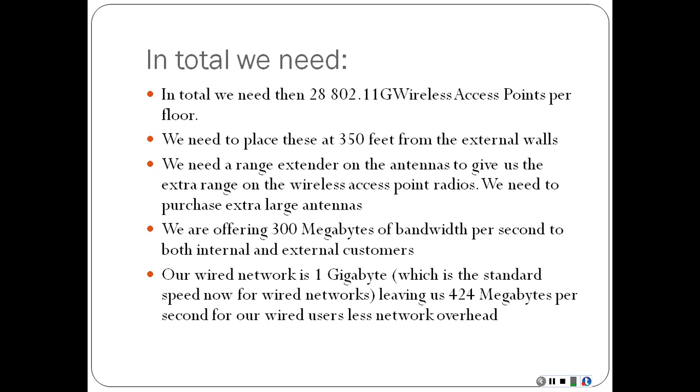There's basically extra large antennas that will work with these things. So we're going to be offering 300 megabits of bandwidth per second to both our internal and external customers. And our wired network is the standard 1 gig, which is pretty much what you're going to see for every wired network, leaving about 420 megabytes per second for our wired users.